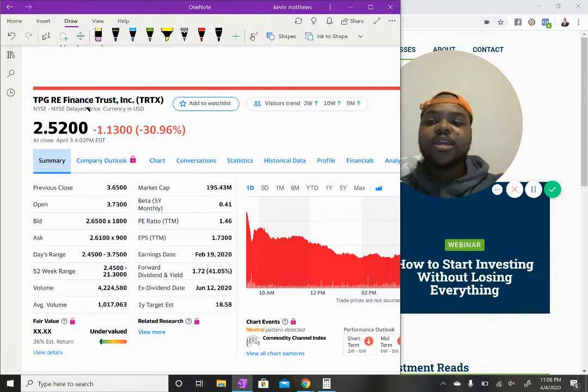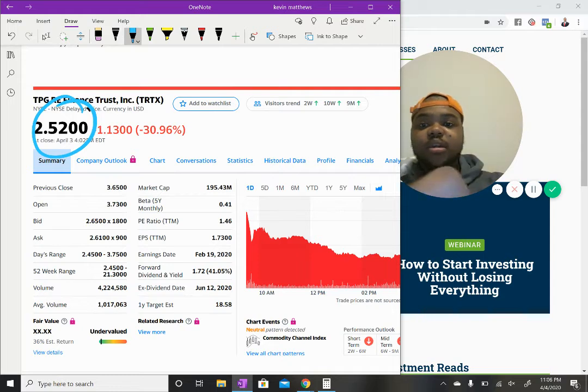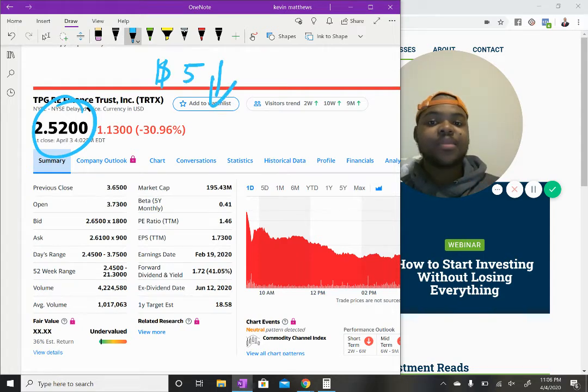Now, the second thing here is the price. This means that's $2.52 per share. So to buy one full share, I need $2.52. This is first off a red flag. Anytime a stock is below $5, I'll just write this here. If it's $5 or lower, you want to be a little cautious because I've said it before.